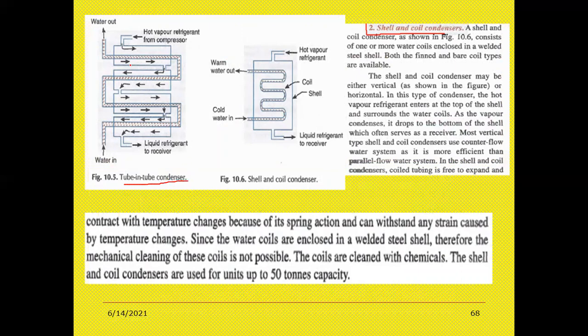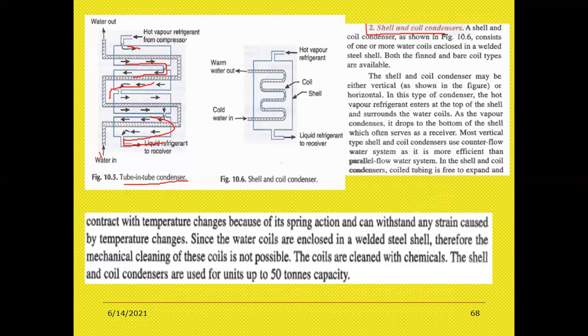So the tube in tube or double tube condenser system. See here, the water in, the water out. Here the water is going inside the shell and passing tube in tube. The hot vapor refrigerant from the compressor is passing into the condenser unit. The vapor refrigerant is passed inside the pipe, and it is going in different directions, and finally passing downward, and again to recover as liquid refrigerant. That is the process happening in the tube in tube system.